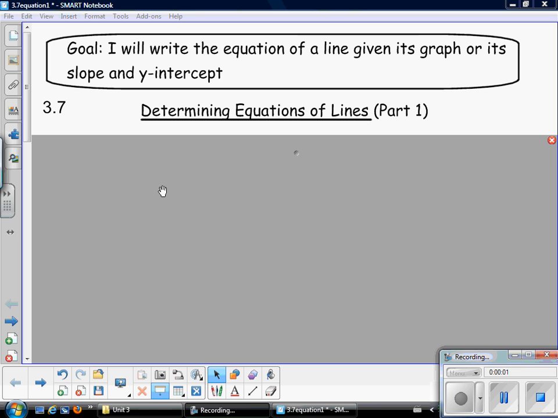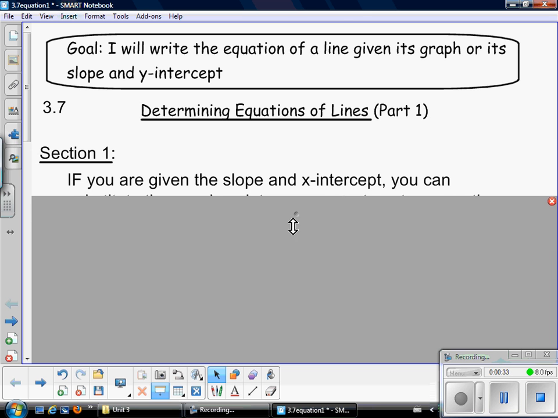Okay, today we have a goal. I will write the equation of a line given its graph or its slope and y-intercept. So if you notice, it's 3.7 and I have part 1 because we're going to be determining equations of lines in different ways. Today, as I said, we're doing it if you're told the slope and y-intercept or if you're given the graph. The next lesson, part 2, will be when we're given different pieces of information, how we can get the equation of the line.